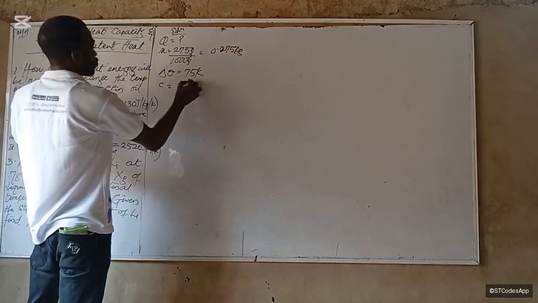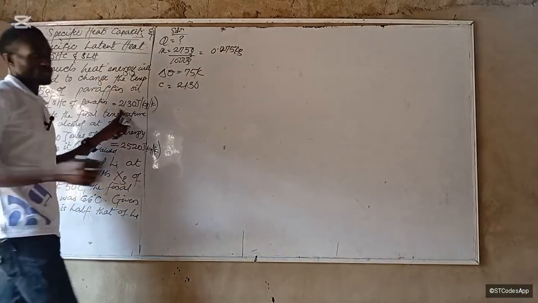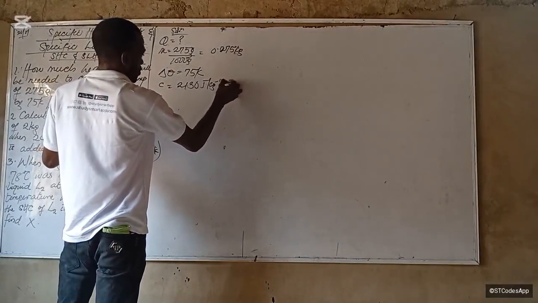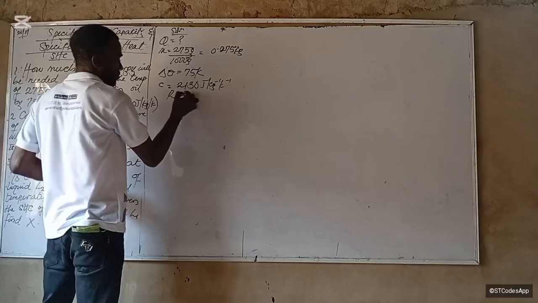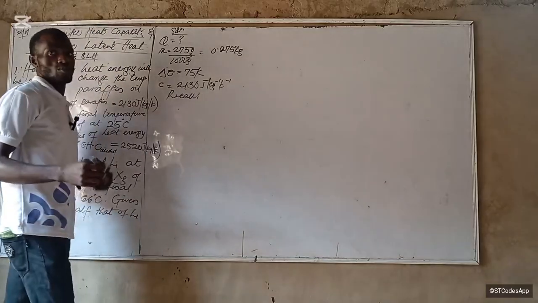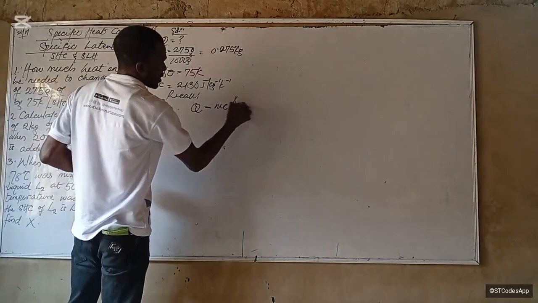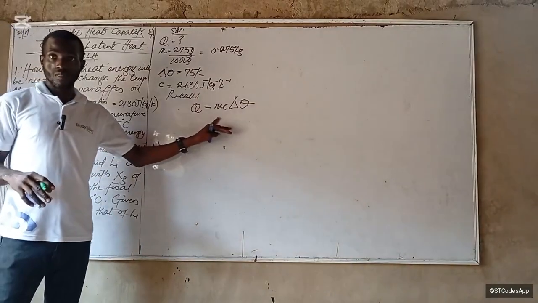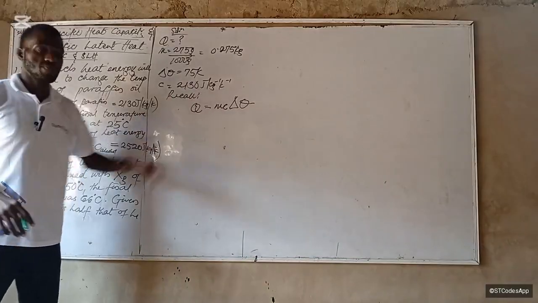It's equal to 2130 joules per kilogram per Kelvin, and you can decide to write that as joules per kilogram per Kelvin. Now, how do you apply a formula? You recall your formula, Q equals mc delta theta. Do you remember this? This is the formula for heat energy.